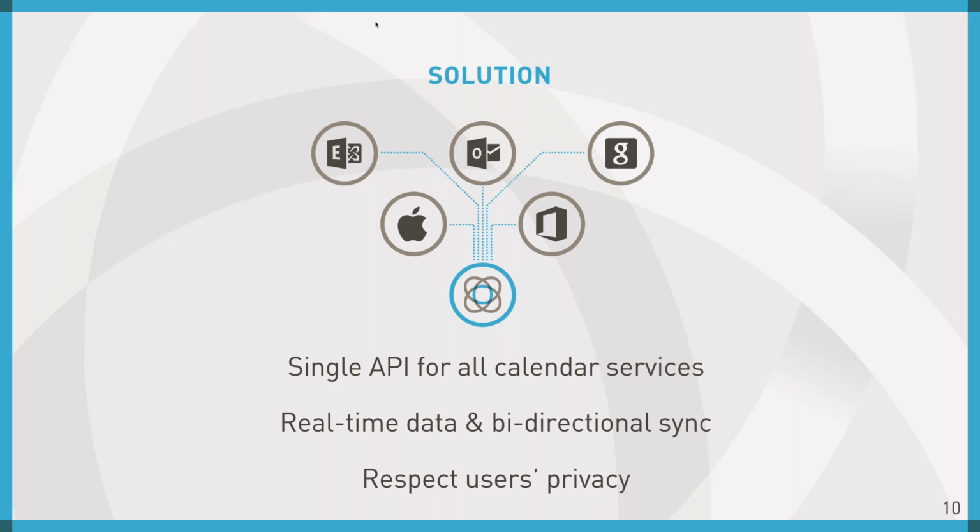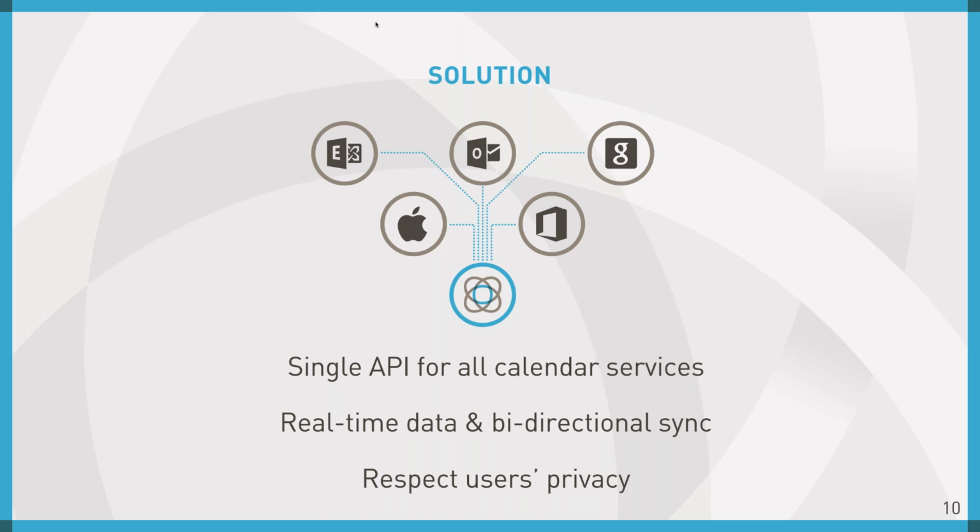What we offer is one single API for all the calendar services that are in use. It doesn't matter what kind of calendar service the end users use. The Cronofy Calendar API will work with all of them. So that's the fragmentation problem solved.